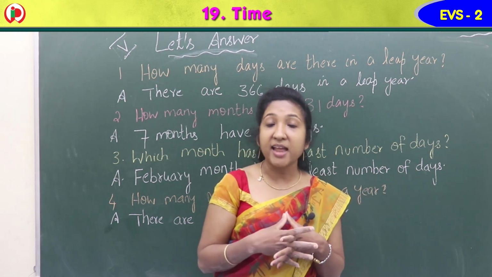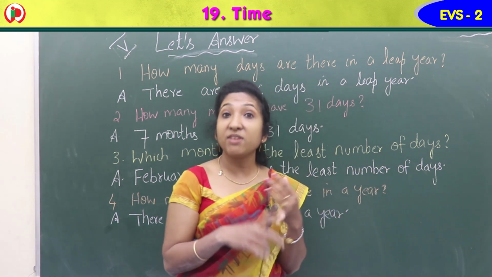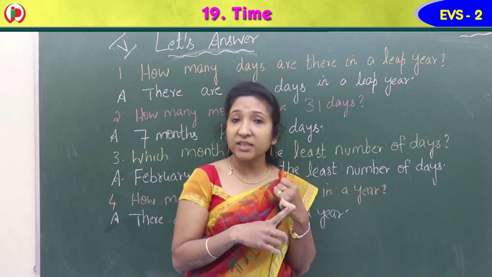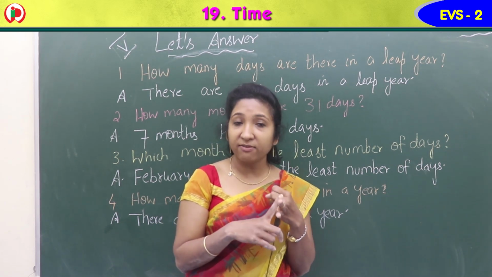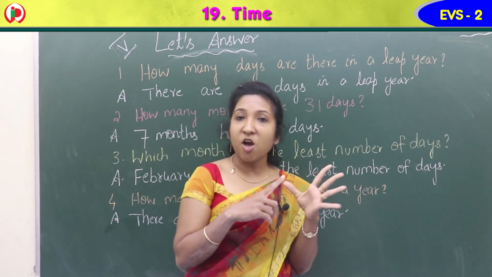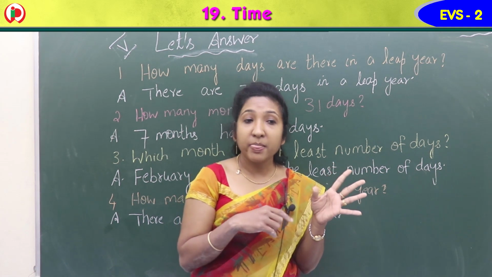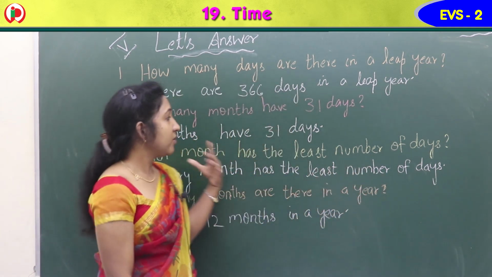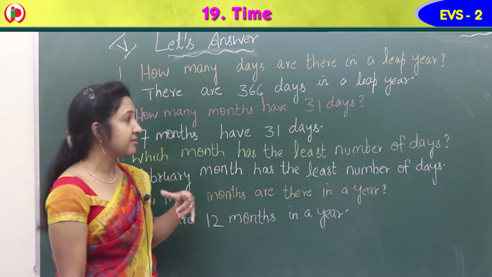January onwards. Isn't it? January we have 31. Then February 28 or 29. So January 31, then comes March 31, then comes May 31, then July 31, August 31, then October 31, last December 31. So 7. So 7 months have 31 days.